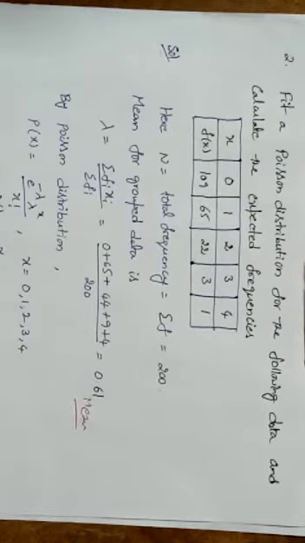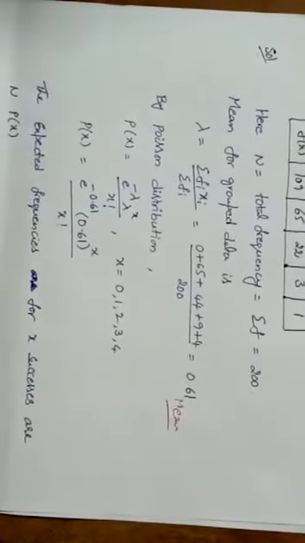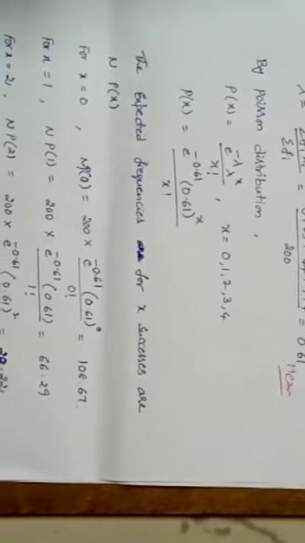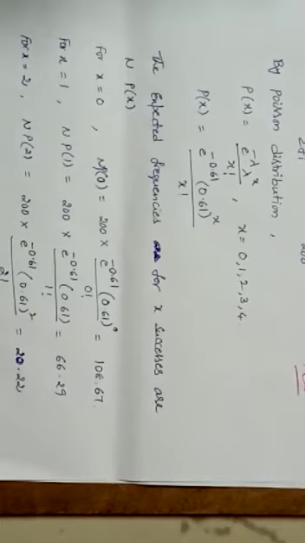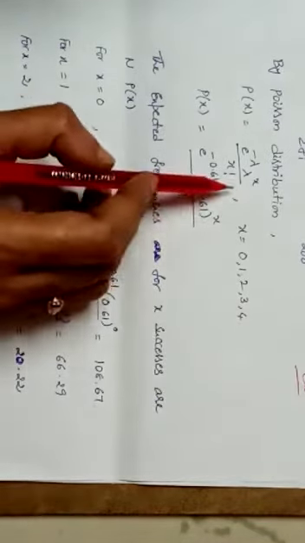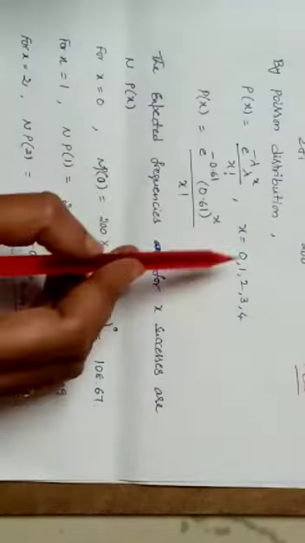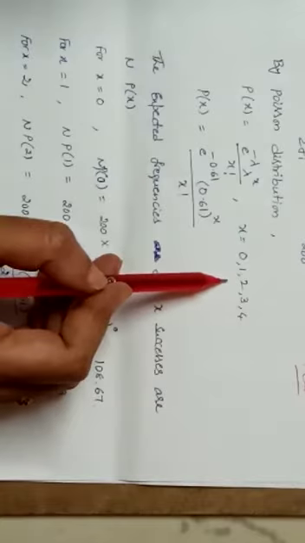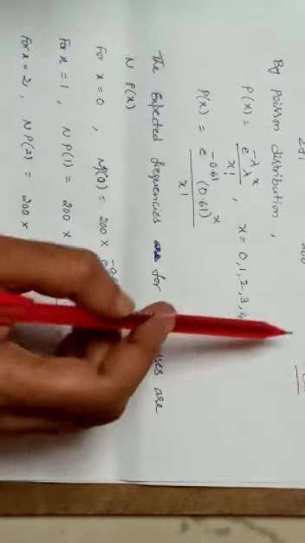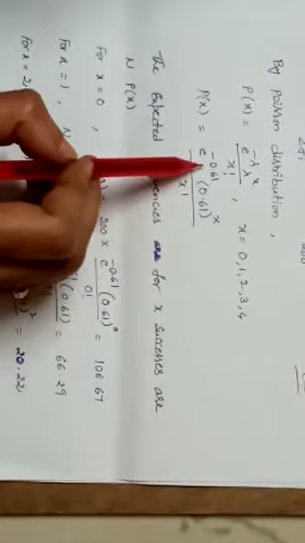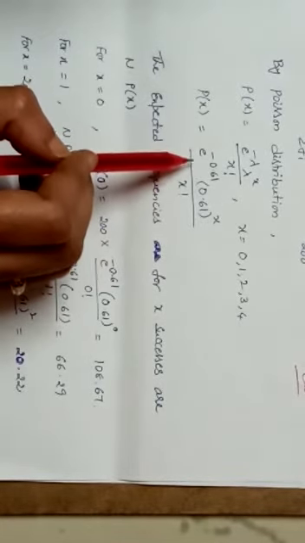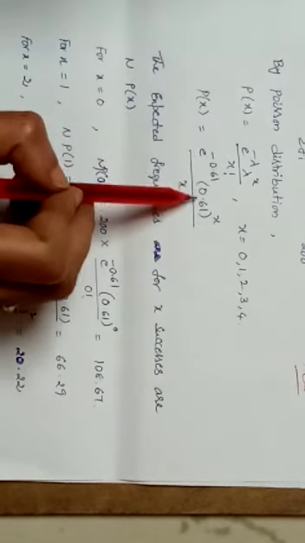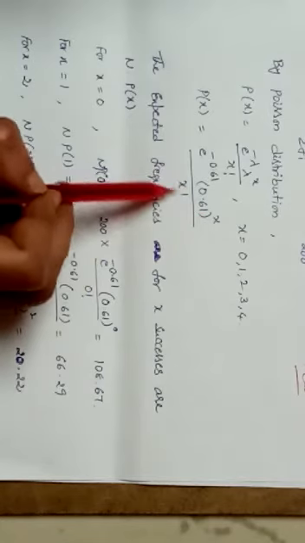Now, applying the Poisson distribution, what is the formula? P of x is equal to e power minus lambda into lambda power x by x factorial. The x values are whatever is given in the table: 0, 1, 2, 3, 4. And lambda we got as 0.61. Substituting in the Poisson distribution formula, we get P of x is equal to e power minus 0.61 into 0.61 whole power x by x factorial.